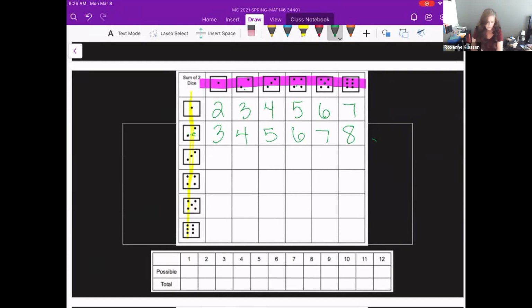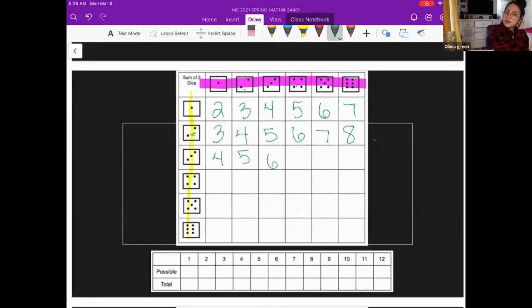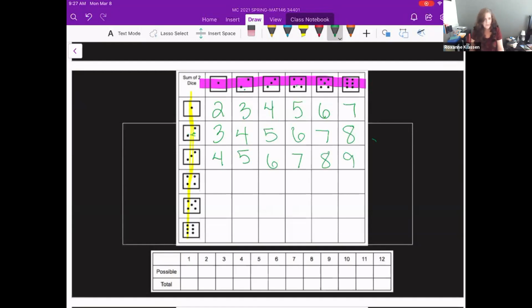Okay, so somebody want to tell me how to fill in the next row across? Wouldn't it be 3 plus 1 is 4, and then 3 plus 2, 5. 3 plus 3 is 6. 3 plus 4 is 7. 8, and then 9. Very nice. Perfect, Olivia. Everybody seeing how we're doing that, right?